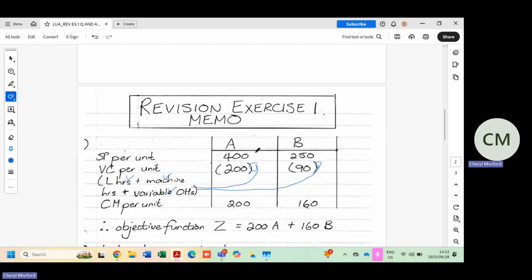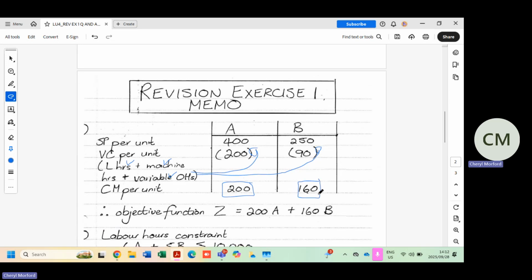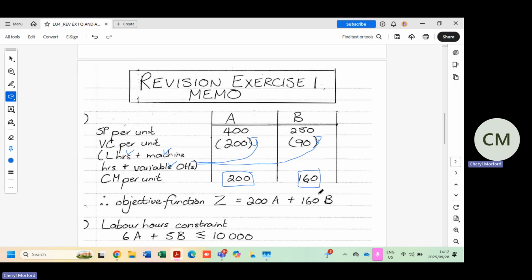Subtract it from your selling price per unit, gives me contribution per unit of A of 200 Rand and B 160 Rand a unit. So now to answer that question, I must write my equation, which I called the objective function. Z is equal to, notice what we do here.